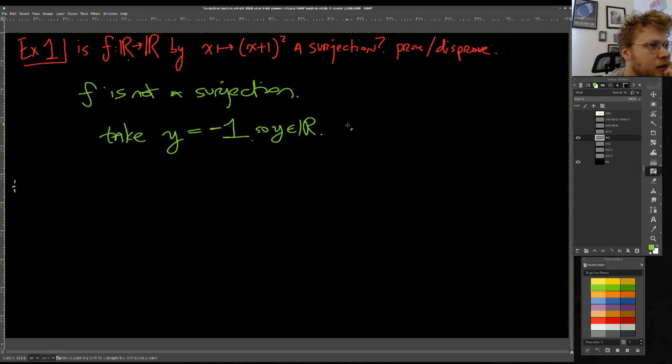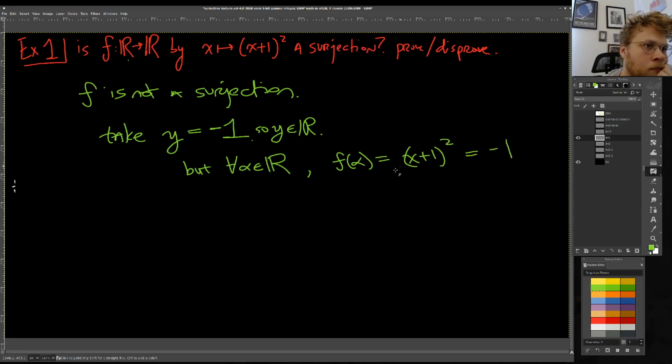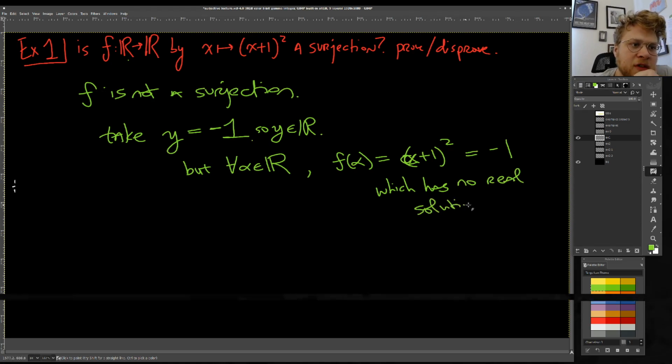And but you could say, but for all alpha in the domain R, f of alpha would give you this equation that we would need to satisfy. Oh, sorry, this should be an alpha here. And then you could just argue that this equation has no real solutions.